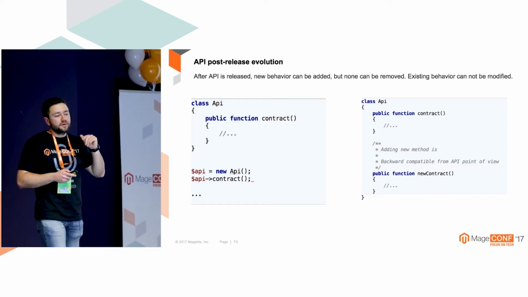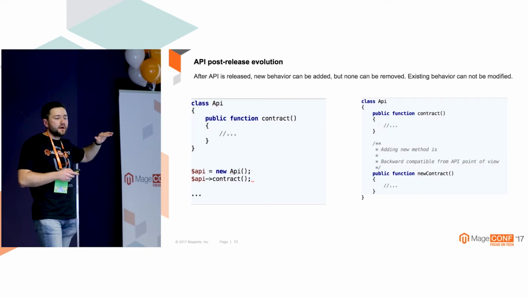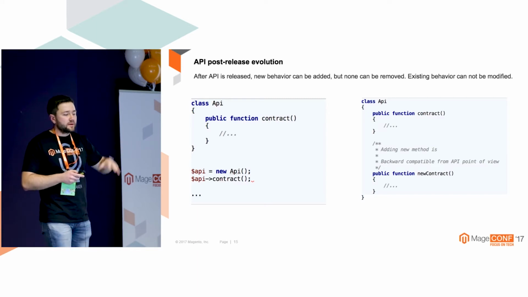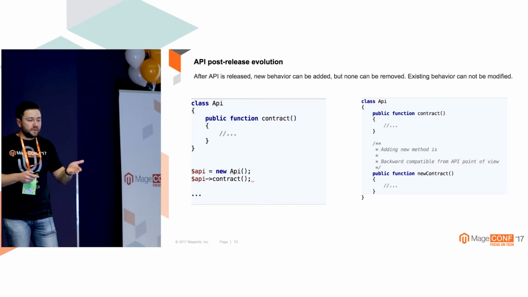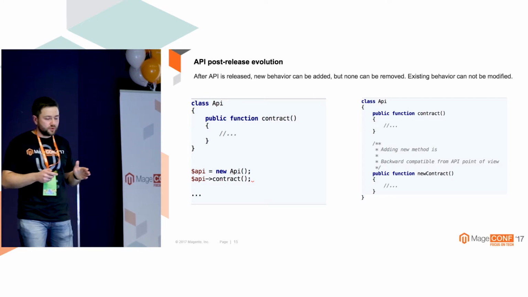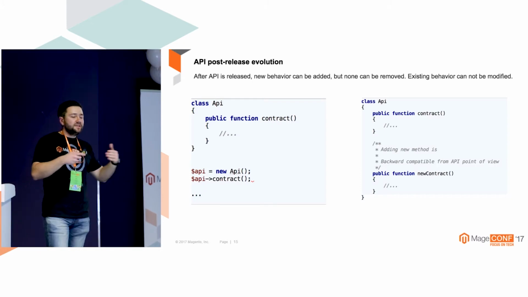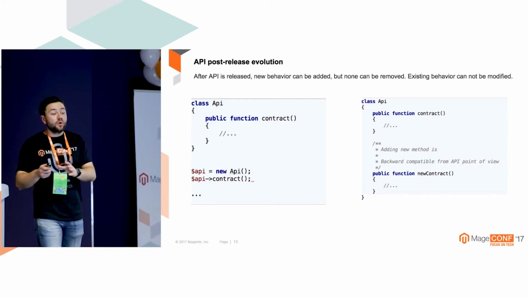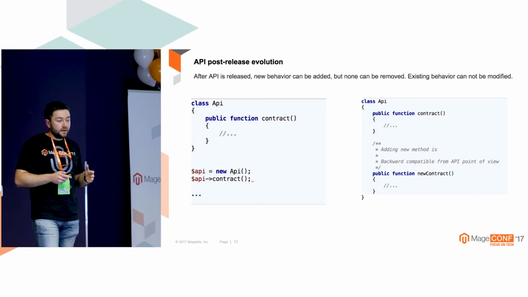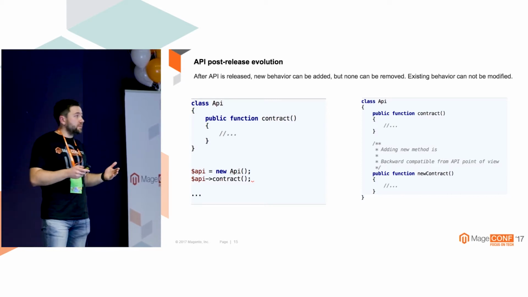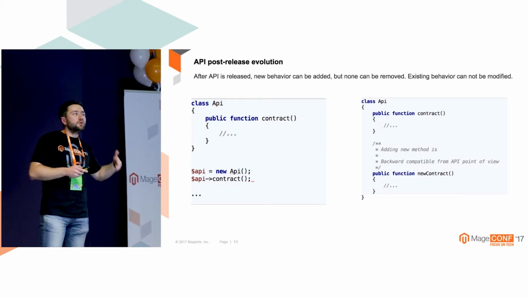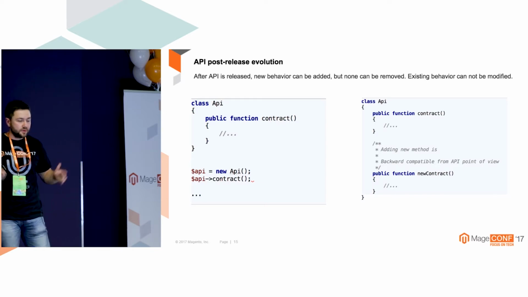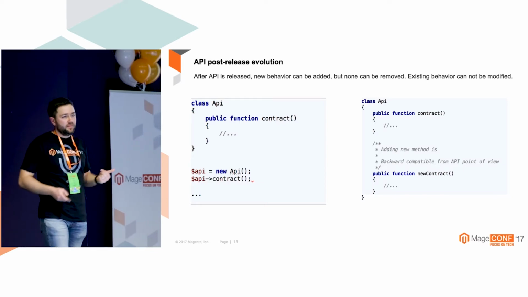In this particular example, we have the API class, which is released, and which has a client. That client calls the method in that class, like contract, and everything goes smoothly. If we decide to add an additional method to that class, like a new contract, the client still works, because it knows nothing about the new contract method added, but it still relies on the old contract method. So we are not breaking anything by adding new behavior.